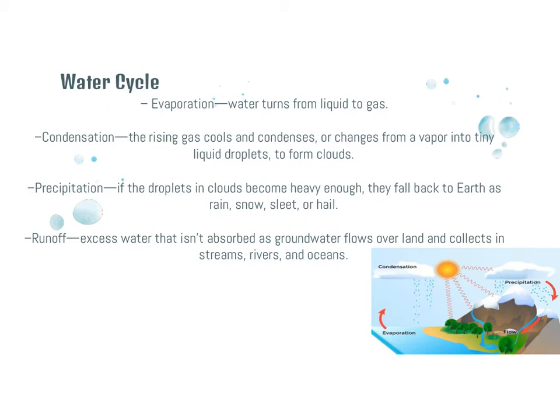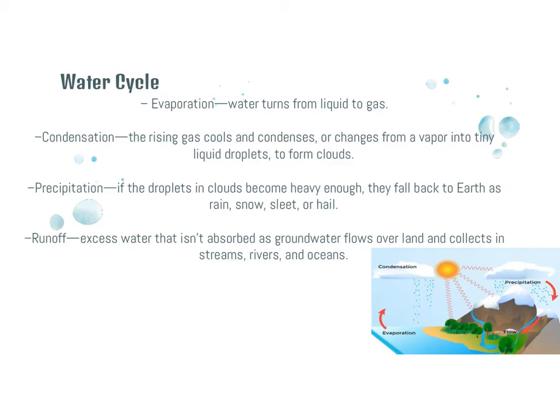So the water on the surface of all the water bodies of the earth will be evaporated because of the sun's energy, because the sun increases the energy of the liquid water particles, and then they can escape out of the surface of water as gaseous particles. So liquid will change into water vapor.